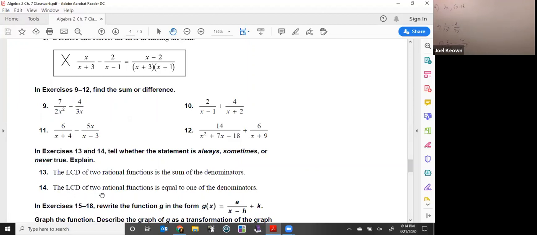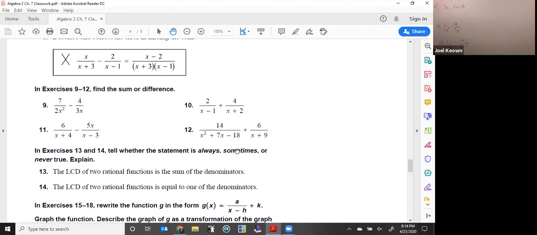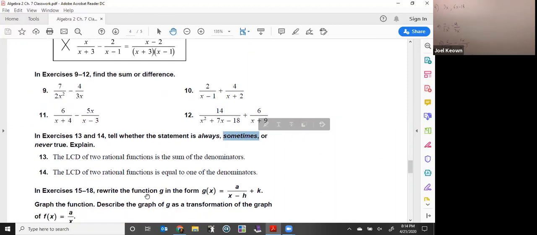How about the least common denominator of two rational functions equal to one of the denominators? Well, let's think about that one. Let's say I had a fraction of 1/2 and 1/4. Well, 1, 2, and 4 both go into 4. So in that case, one of the denominators was the least common denominator. So sometimes that happens. So for number 14, sometimes.